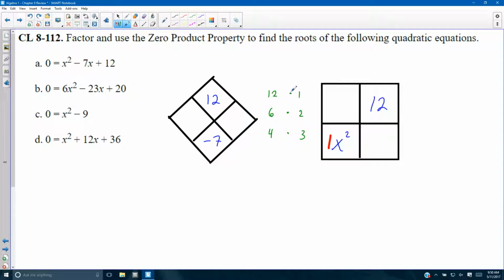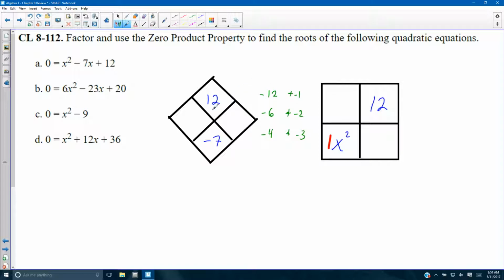Now, if we added immediately 12 plus 1, 6 plus 2, and 4 plus 3, none of these would actually equal -7. This equals +7, right? 4 plus 3 is 7. But I need it to equal -7. So the issue is that I tried 12 times 1 is 12, 6 times 2 is 12, 4 times 3 is 12. There are three other pairs of numbers that I could multiply together to get +12. That's -12 times -1, -6 times -2, and -4 times -3. Those all equal +12 as well.